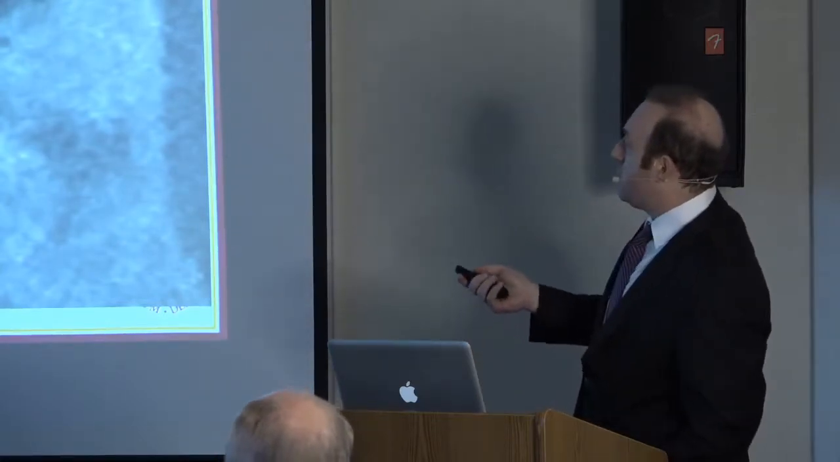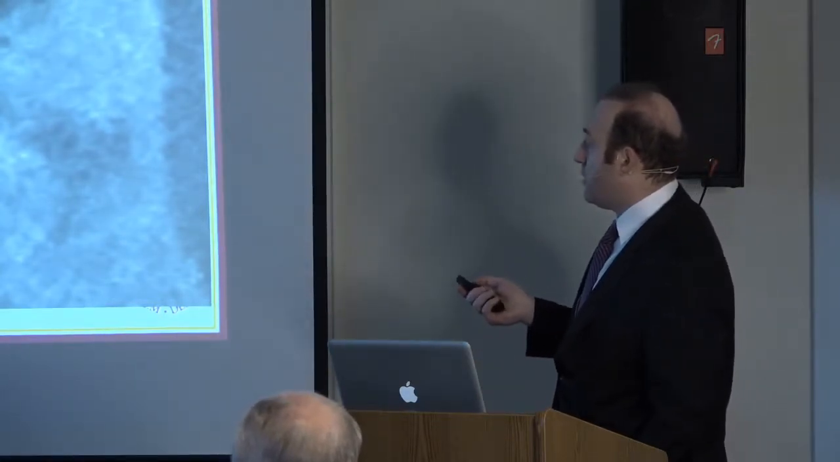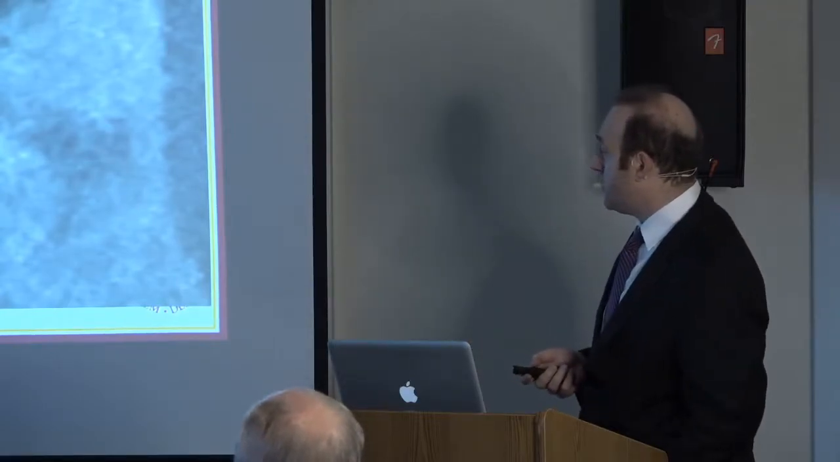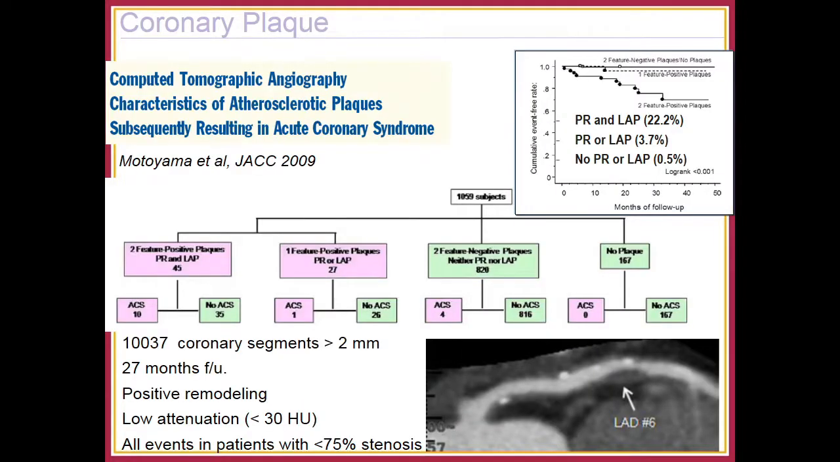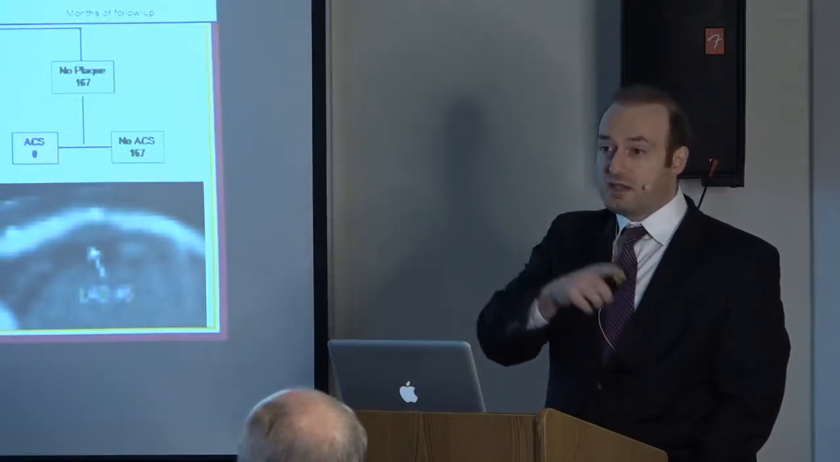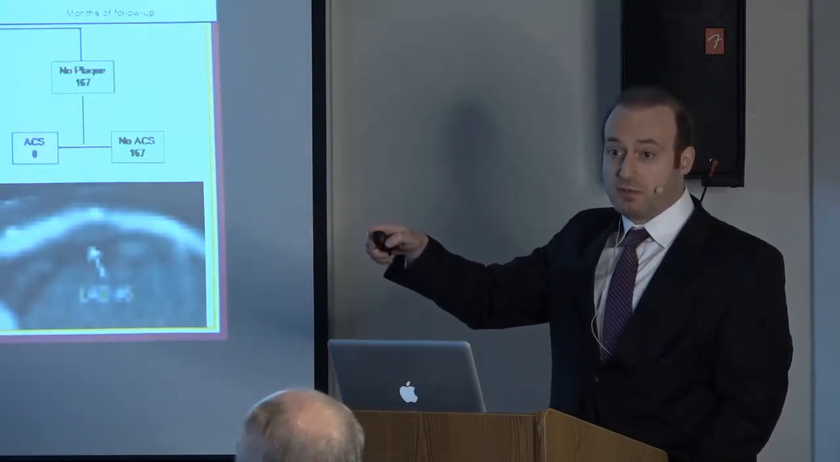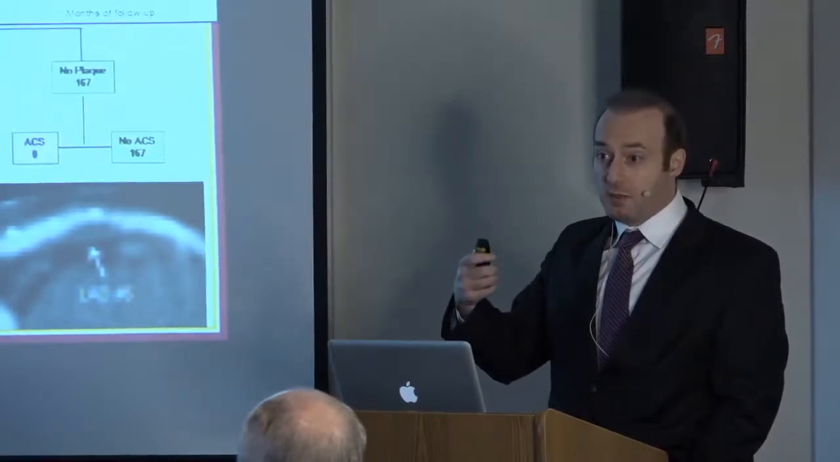Now, CT positive remodeling has been correlated very nicely with intravascular ultrasound imaging. This is a study published by Stefan Achenbach and colleagues in JACC in 2006. And here you can appreciate that outward remodeling on CT angiogram. And as I said, it's been correlated very nicely with intravascular imaging. This is a landmark study that was published in JACC in 2009, looking at these adverse plaque characteristics in trying to predict not ischemia, but downstream acute coronary syndrome. So plaques that are at risk to rupture and be culprit vessels.